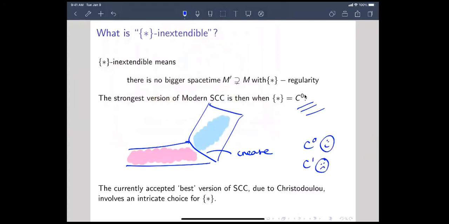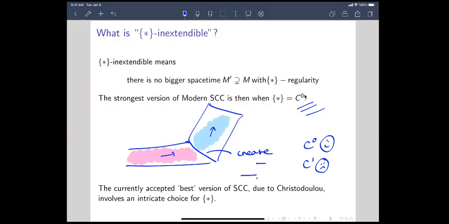C1 means that the derivative is continuous, and the derivative here is 0, and the derivative there is, say, 45 degrees or whatever. If I map out the tangent of this plane, I get a jump. I go from 0 to something along the crease. So it's C1 inextendable, but it's C0 extendable. That's just giving you a flavor for what these regularity definitions mean, and whether or not it's easy to extend beyond a Cauchy horizon.